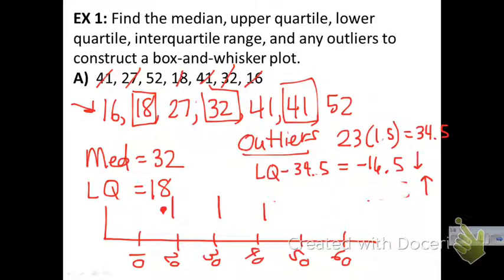let me erase that, for the upper quartile, and then we draw our box with those values, and we extend our whisker to that point, and then we graph 52, and we draw our whisker to that point as well.